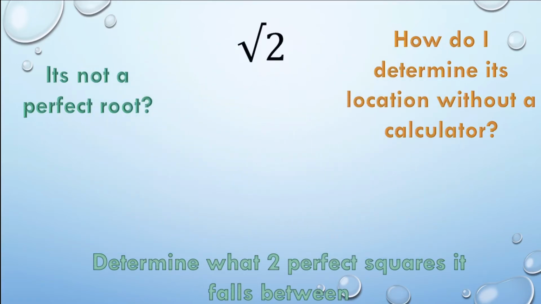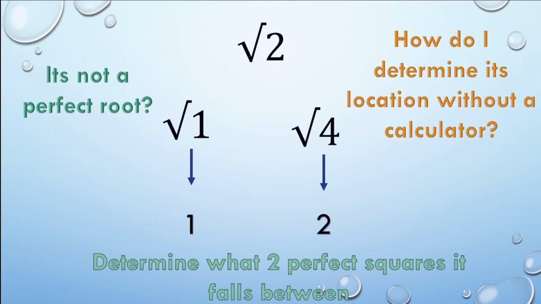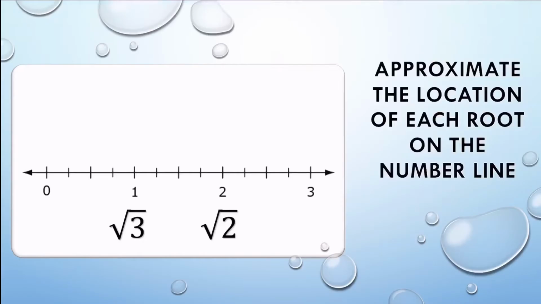So let's think. What are two that it's between? Well, square root of 1. The number 2 is between 1. But what's the very next perfect root? 4. Because the square root of 1 is 1. The square root of 4 is 2. So where do you think this is going to fall on our number line? It's going to fall between 1 and 2.